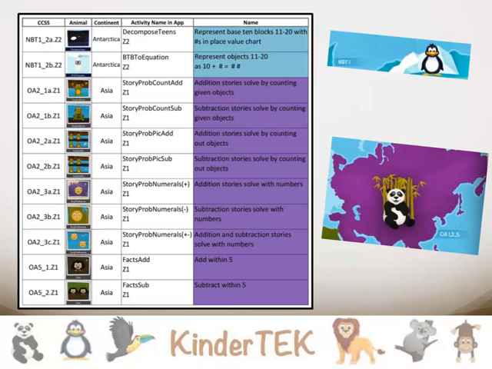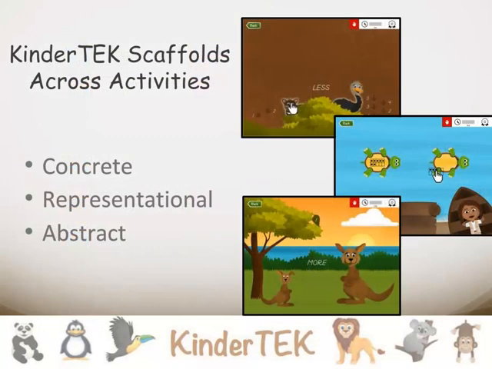Notice how the addition and subtraction activities begin at a conceptual level by providing items for students to count to solve problems. And as students move through these lessons, they solve problems with numbers only, demonstrating fluency with addition and subtraction within 5. As you can see, KinderTEK activities are systematically sequenced within each continent from easy to more difficult skills. Across these activities, KinderTEK provides scaffolds to build conceptual understanding and help students develop fluency in abstract thinking.